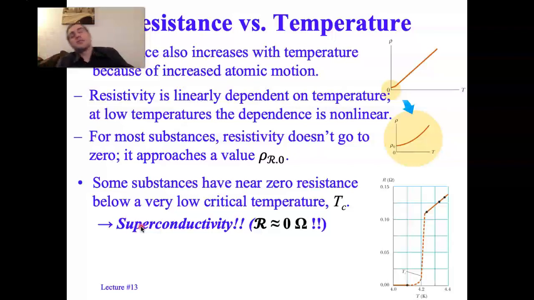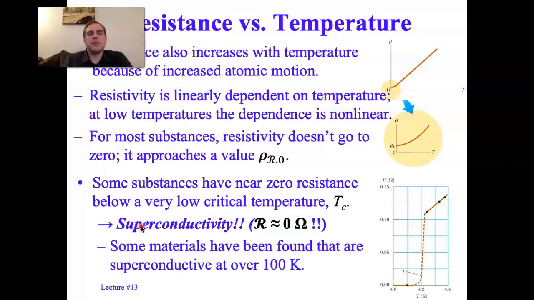Superconductivity means when the resistance is very nearly 0, there's a large amount of electrical current possible because the resistance is quite small. Some materials have been found that are superconductive over temperatures of 100 Kelvin. Now, by the way, 100 Kelvin would be negative 173 degrees Celsius. That's still quite cold. But this is a useful and important problem people are looking at.